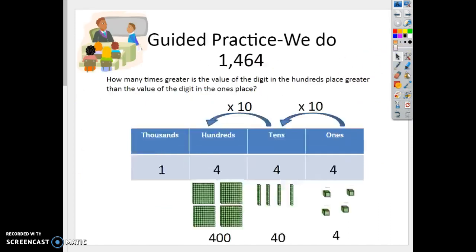Alright, moving on to the next page. Again, this is kind of the same thing, just with different numbers. We're looking at how many times greater a number is. So this time we've used all 4s.